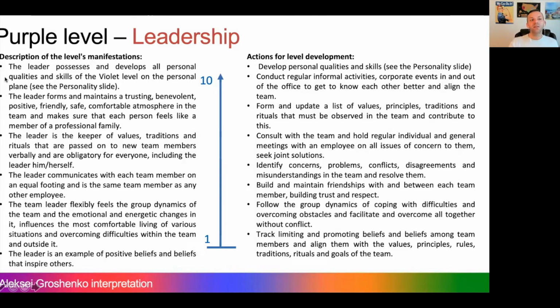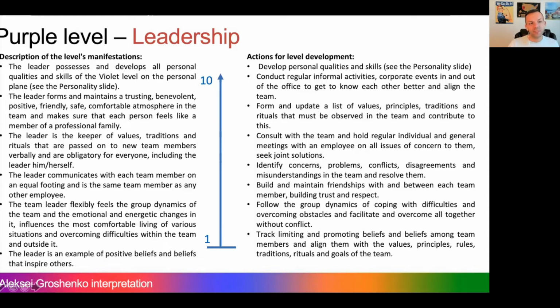So the leader possesses and develops all personal qualities and skills of the purple, violet level on the personal plan. So that's what we just discussed, what we've just discussed on the previous slide. That's very important, that the leader has strength and feels very strong themselves on a purple level.